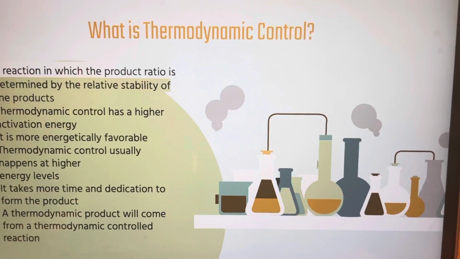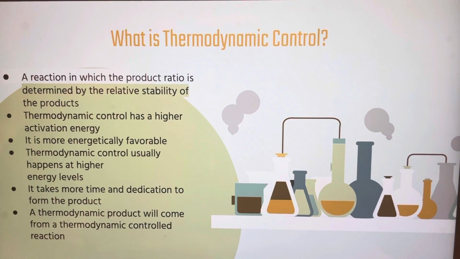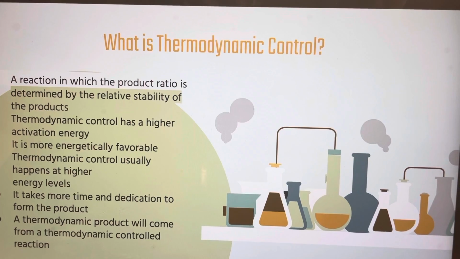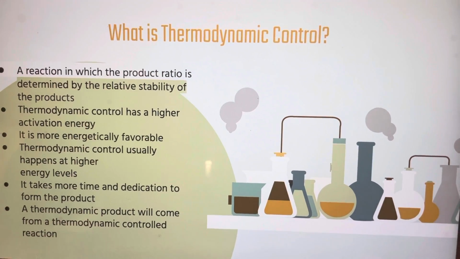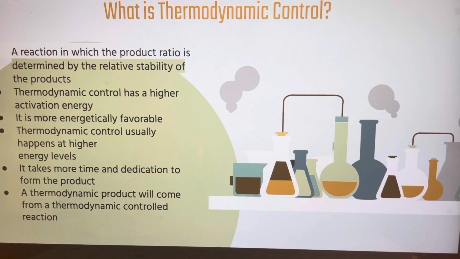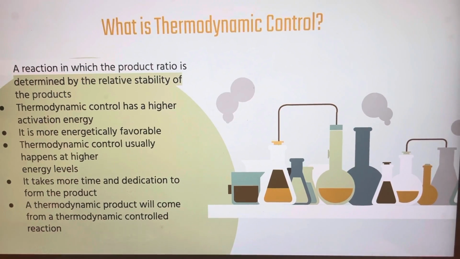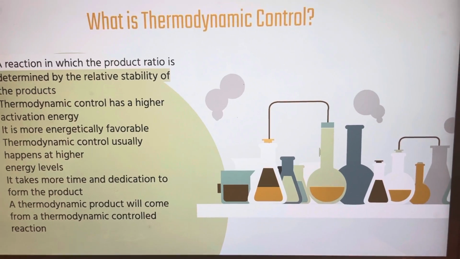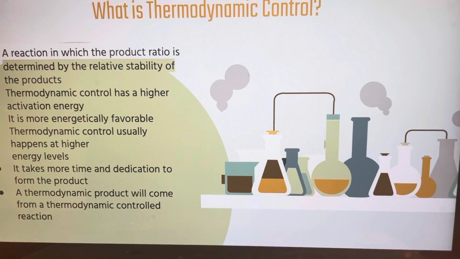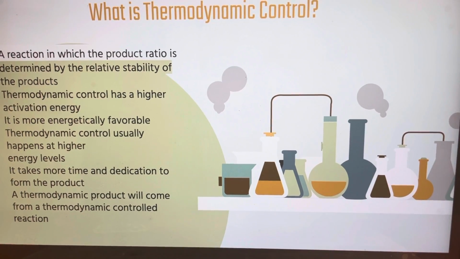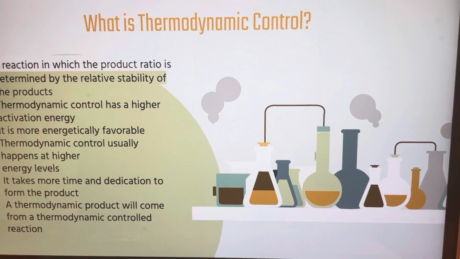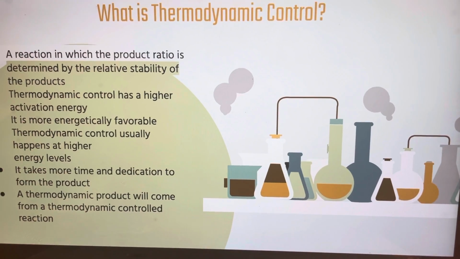Moving on, what is thermodynamic control? So thermodynamic control is a reaction in which the product ratio is determined by the relative stability of the products. Thermodynamic control has a higher activation energy. It is also more energetically favorable. That means that more energy required will be more favorable. It also means that it takes more time and dedication and heat to form the product with thermodynamic control.